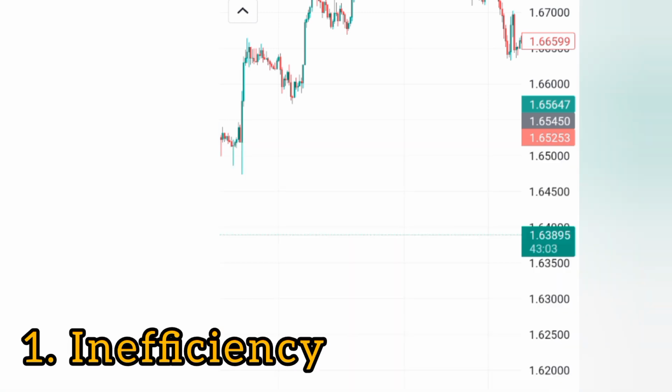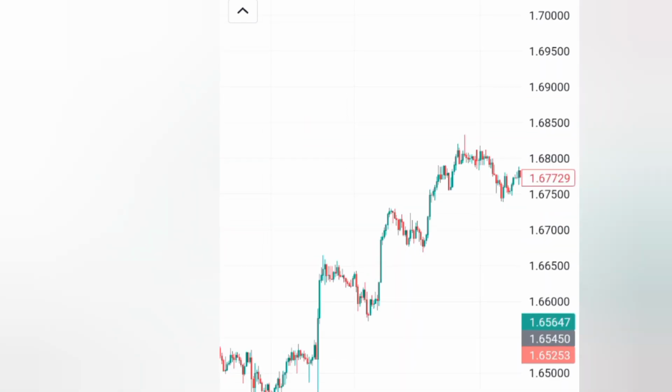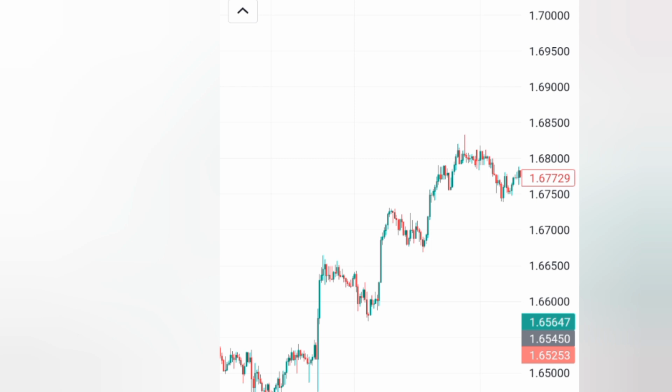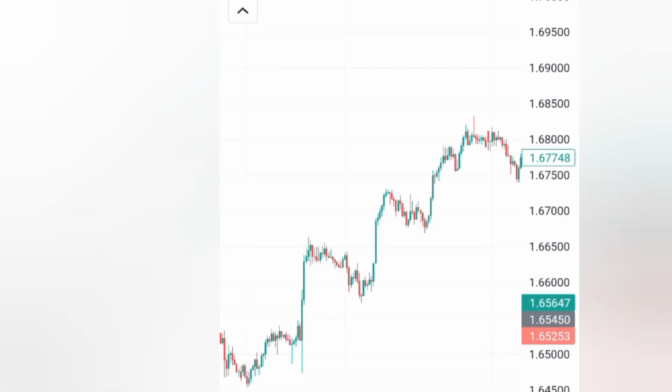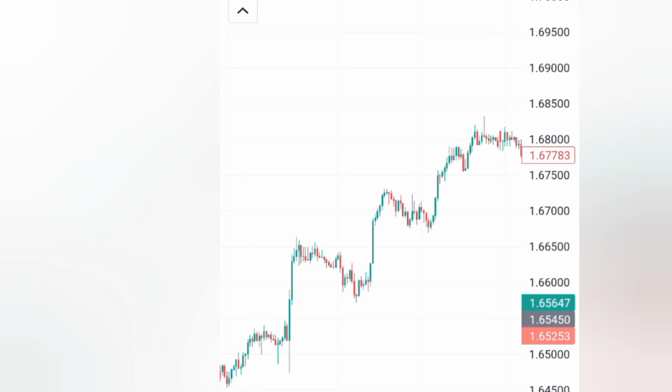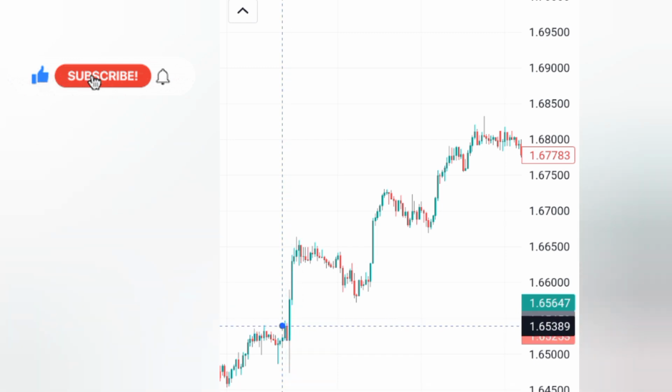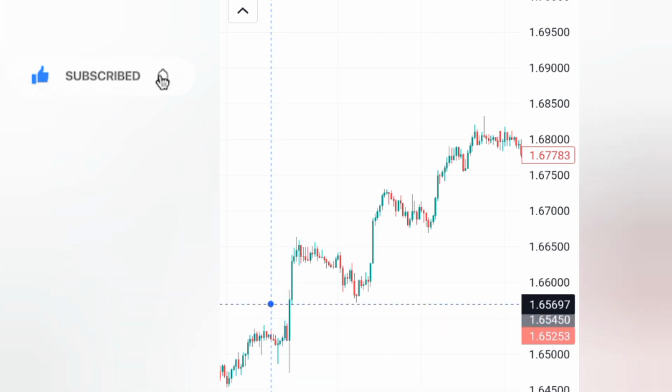The first rule is inefficiency. You can also call it imbalance and fair value gaps. These are actually highly similar concepts. So if you come to your chart, what do I mean by inefficiency? It means that if the market is in the upward direction, you come here and you see where there are great moves. Here the market made a drastic move to the upside. So it left gaps here, what we call inefficiency or fair value gaps.